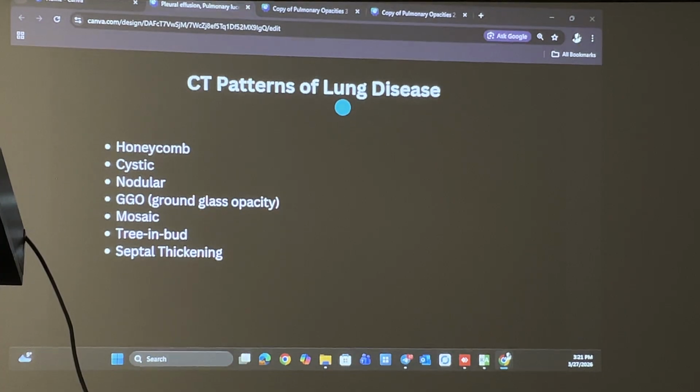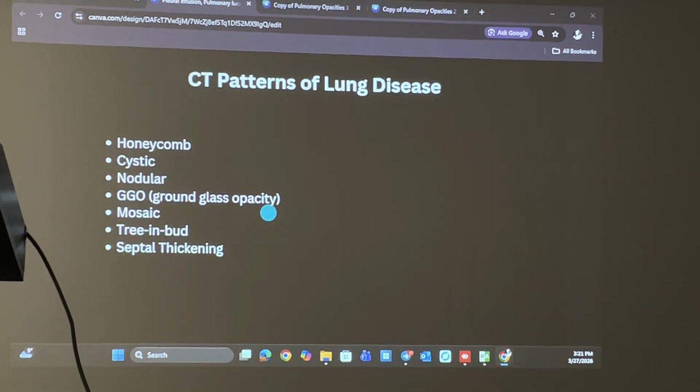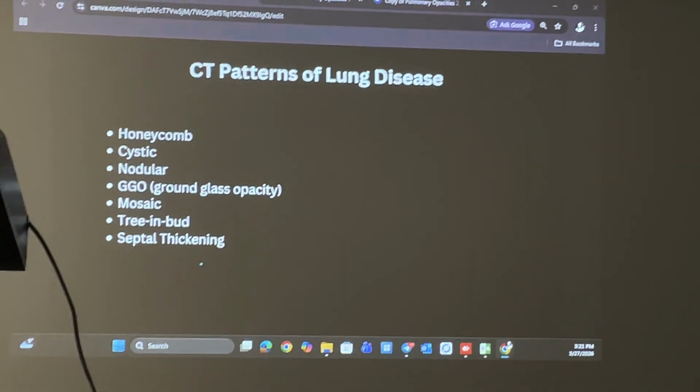And these are the cystic patterns of lung diseases. Most of them we have already discussed: honeycomb, cystic medullary. Arteriole, ground glass, we have not discussed today. Mosaic.